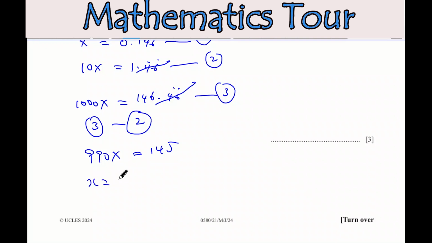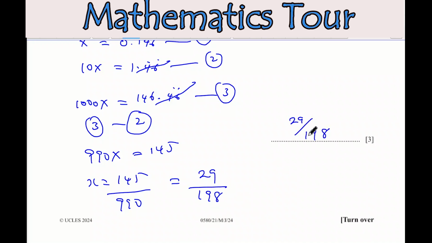So x will be equal to 145 over 990. If you divide the numerator and the denominator by 5, that can be simplified to 29 out of 198. So you have 29 out of 198. Okay, so pretty straightforward when you follow the steps.